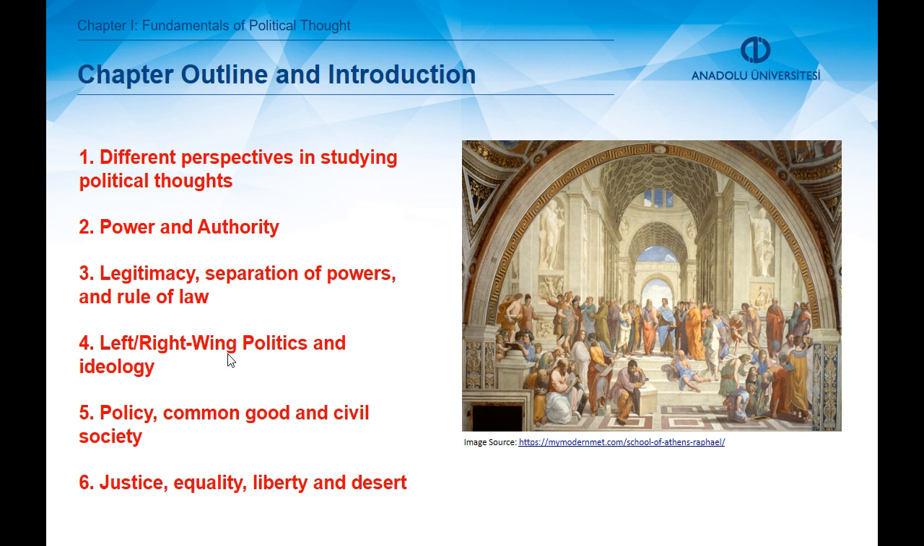Those are power and authority, legitimacy, separation of powers and rule of law, left and right-wing politics and how they are distinctive from each other, and ideology, policy, common goods, and civil society. And lastly, we are going to discuss the idea of justice, equality, liberty, and deserts, as well as rights.